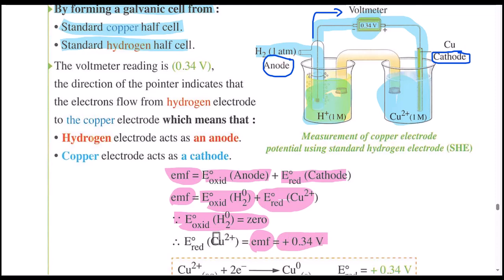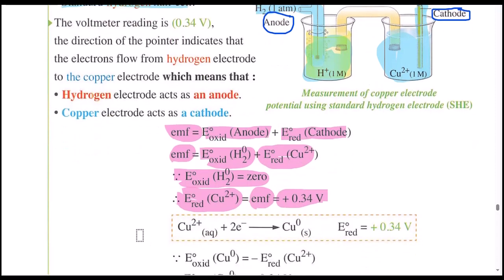equals the reduction potential of the copper electrode, and it refers to the copper positive 2 ion when it takes 2 electrons and is reduced into copper 0 solid. This is the standard reduction potential of copper positive 2, 0.34 volt.